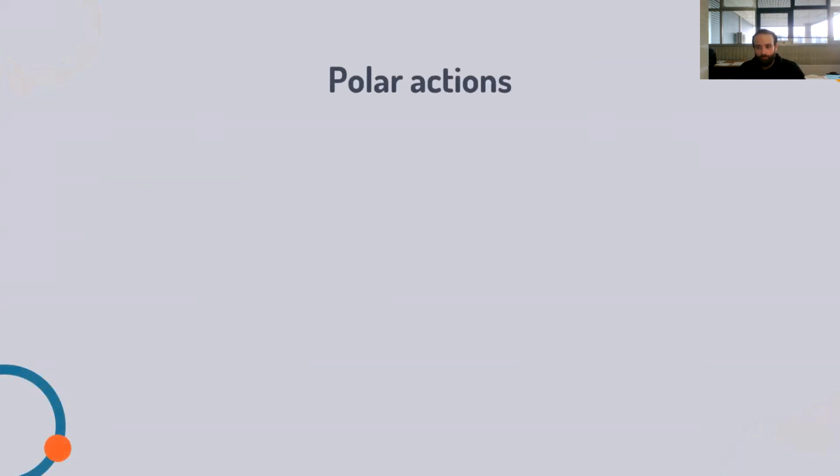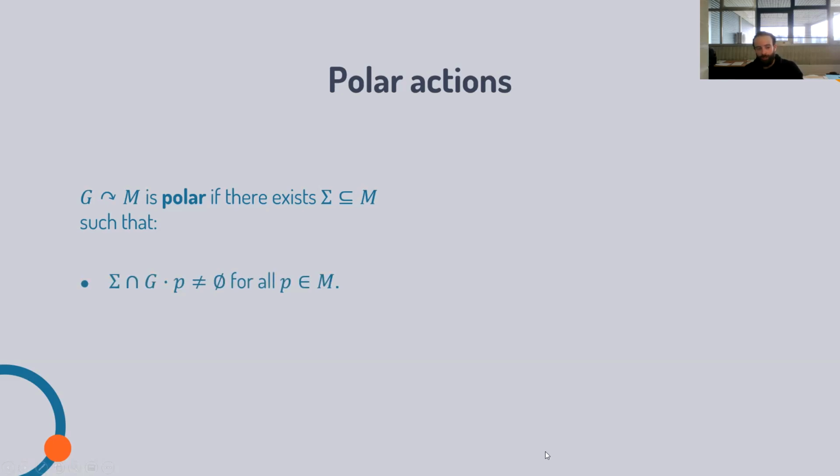So let's start off by setting the definition of polar actions. We will say that the action is polar if there exists a connected, complete and immersed submanifold sigma of the manifold M, such that sigma meets all of the orbits of the action, and at every point of sigma, the intersection between the section and the orbit is perpendicular. So the tangent space of sigma and the tangent space of the orbit must be orthogonal with respect to the ambient metric. These submanifolds are known as sections, and in the case that they are flat submanifolds, we will say that the action is hyperpolar.